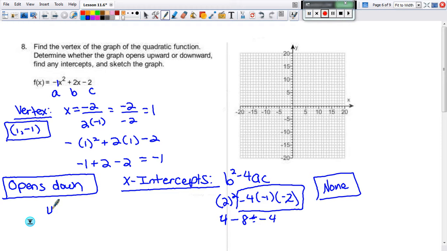The y-intercept is 0 with the value of c. Okay, so your vertex is 1, -1. There are no x-intercepts, so then you've got to graph the y-intercept, which is 0, -2. That's 1 away from the vertex, so you've got to go 1 on the other side. And you've got your parabola.